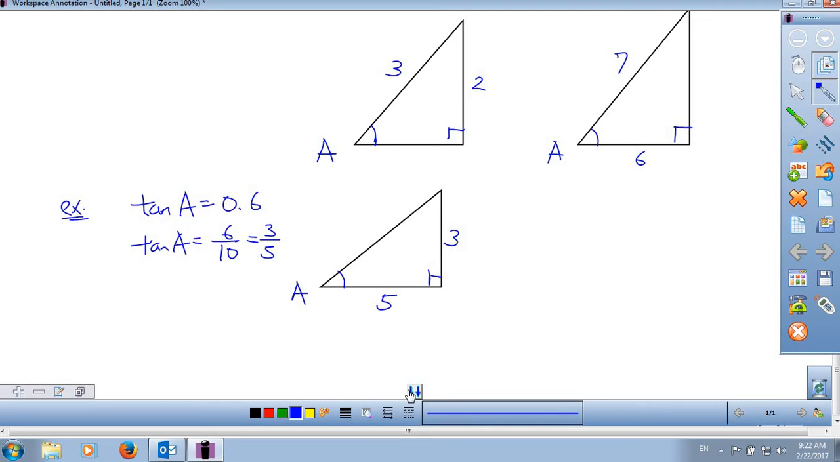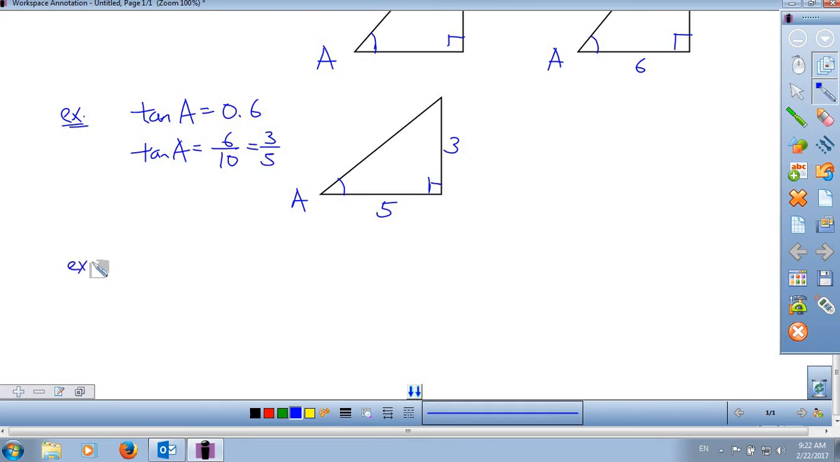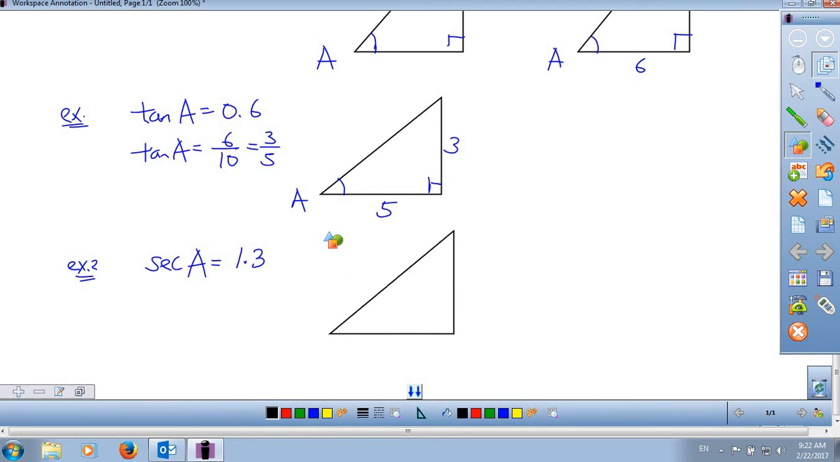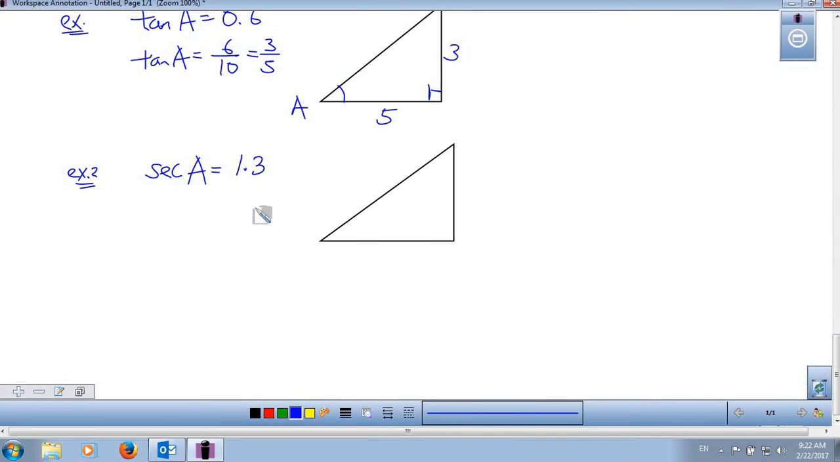Alright, let's just do one more before we go. Okay, so let's try this. Let's try secant angle A is equal to 1.3. Well, what does that mean? Secant of A is equal to 1.3. Well, first of all, think about what is the definition of secant. That is the thing that you have to think about first.